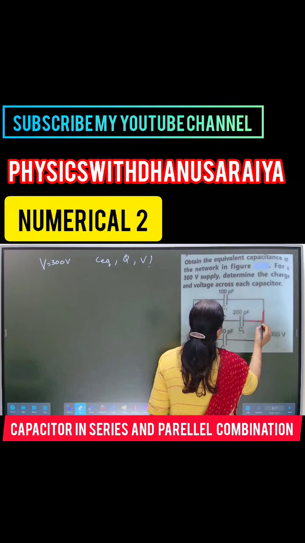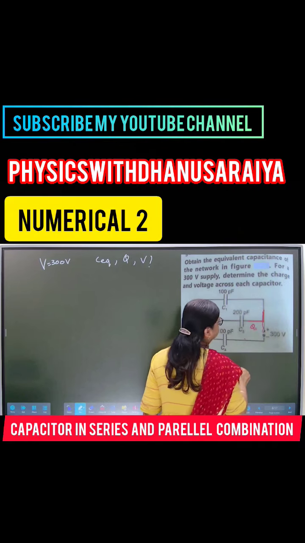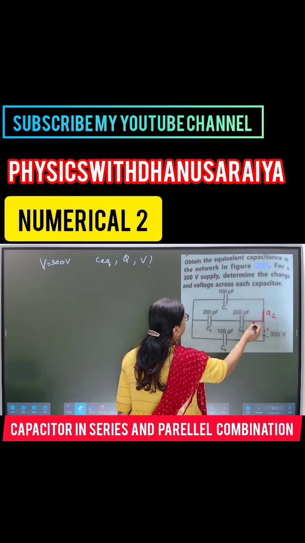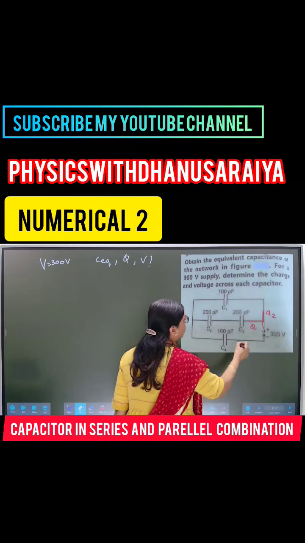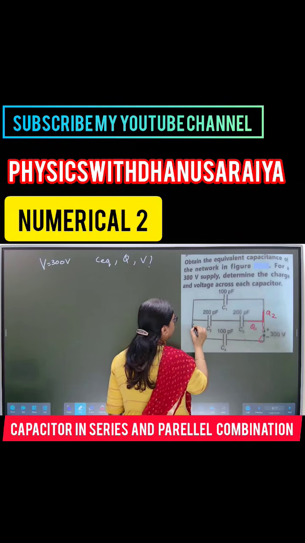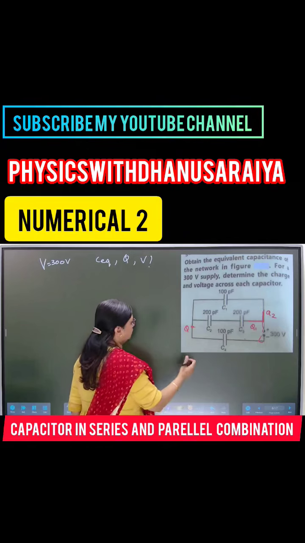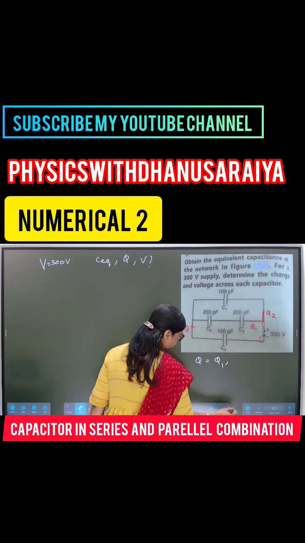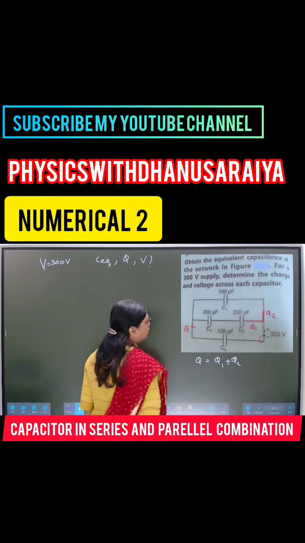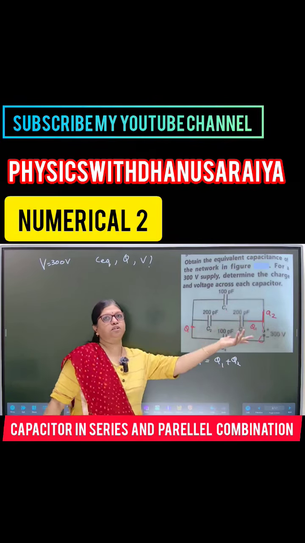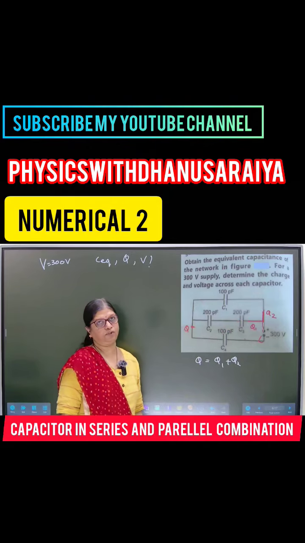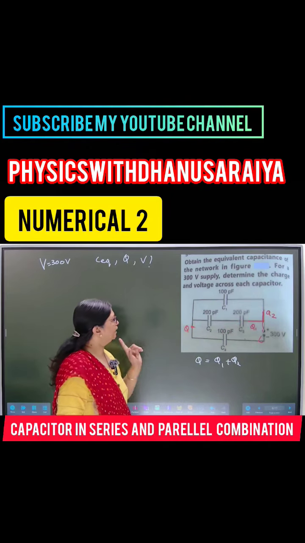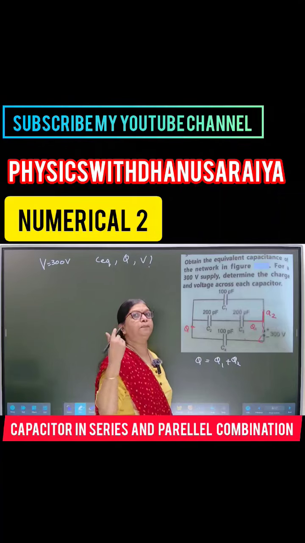Okay. So here we can say Q1 is the charge. Here we can say Q2 is the charge. And Q1 and Q2 join together and we get Q here. So meaning Q is distributed into Q1 and Q2. Agreed? So we have to find Q, then we will distribute it into Q1 and Q2 by the ratio method of capacitance. Fine? Okay. Then one more thing, they have asked us to find the potentials also.